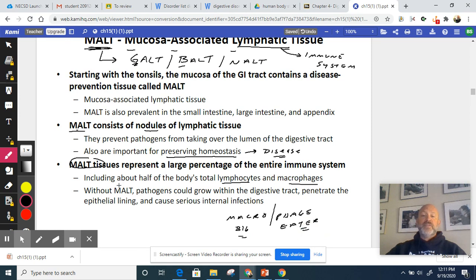And what they do is they're able to leave the bloodstream, and they're able to leave the lymphatic vessels, the lymph, and actually patrol tissues. And when they do find something that they don't like, a pathogen that doesn't belong, they'll engulf it. All right. So these are very important types of immune cells.